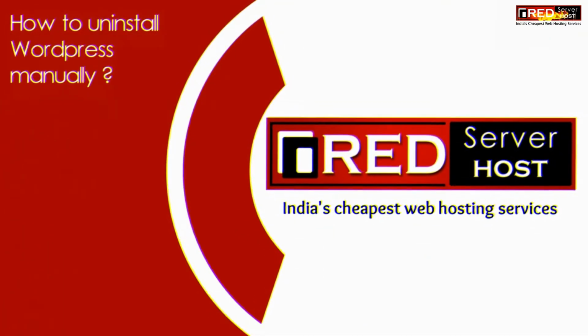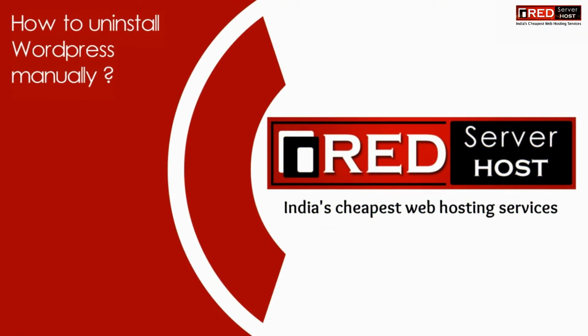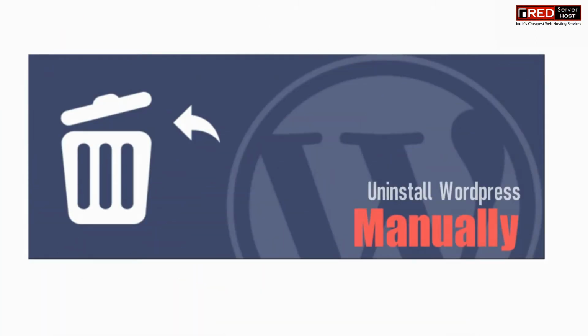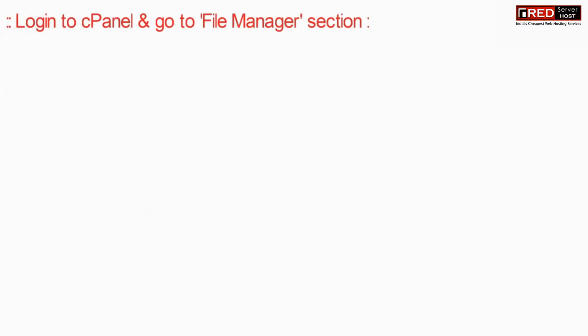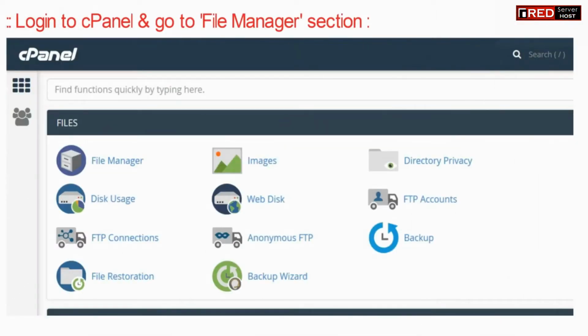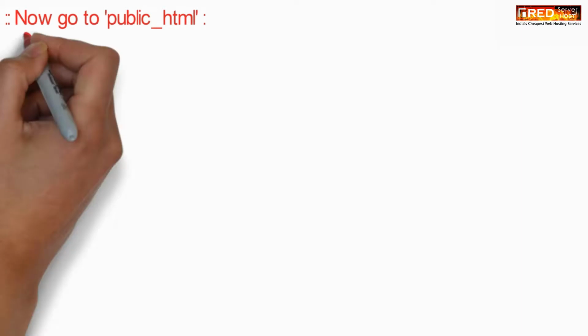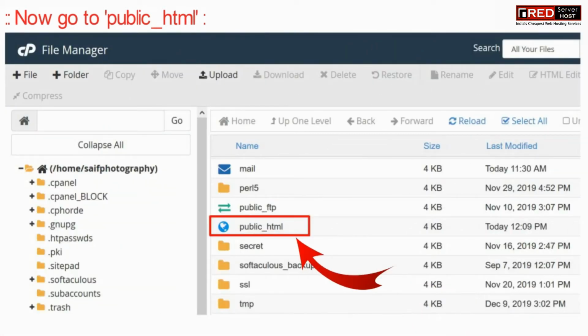Today in this video we will learn about how to uninstall WordPress manually. For that, log into cPanel and then go to File Manager section. Now here, go inside public_html.